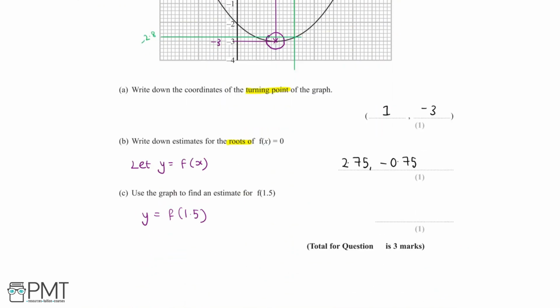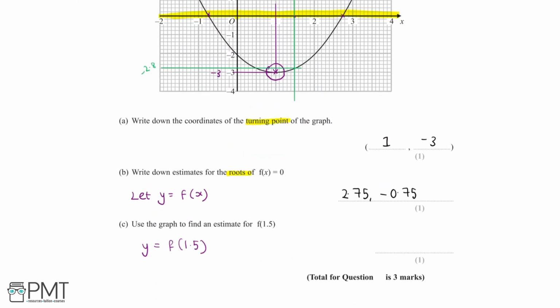So if we go back to part C, we're asked to use the graph to find an estimate for f(1.5), which means we're finding the y coordinate when x is equal to 1.5. And we did that in the graph, and we can see that the y coordinate is equal to -2.8. So an estimate for f(1.5) is equal to -2.8.